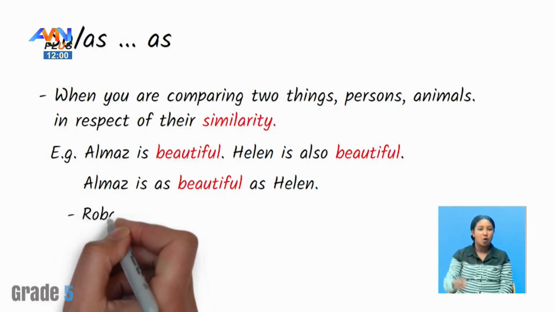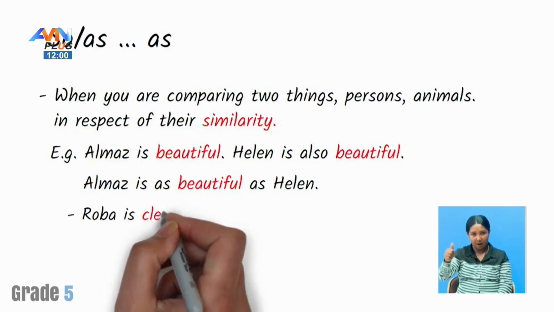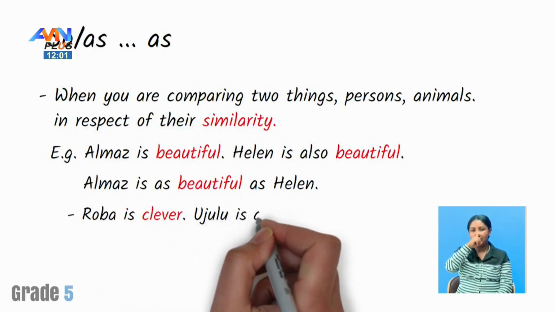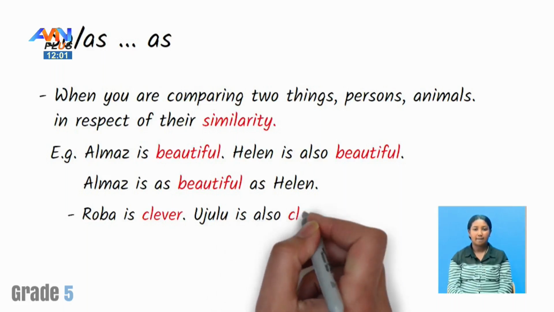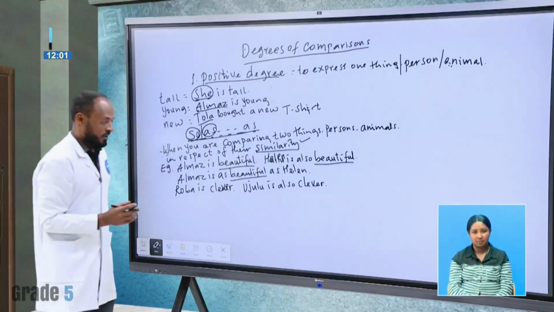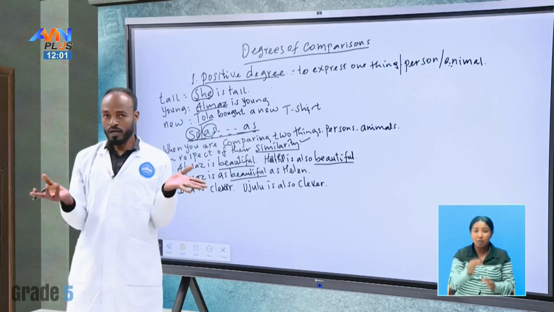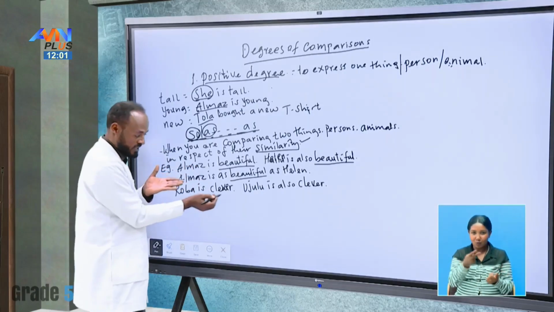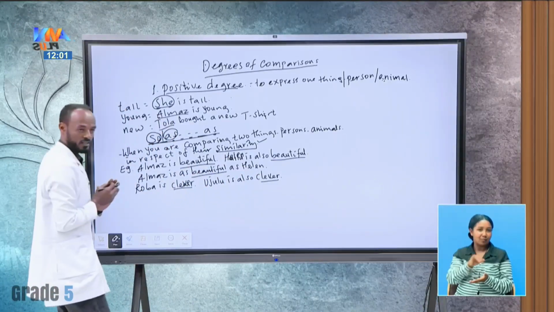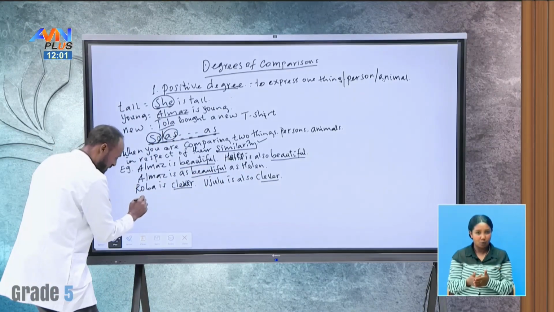Another one. Roba is clever. Another one is Ujulu. Ujulu is also clever. Are they different or the same quality? They have the same quality, yeah? Because here is clever and here is also clever. Nice. So come on, let's put them together.